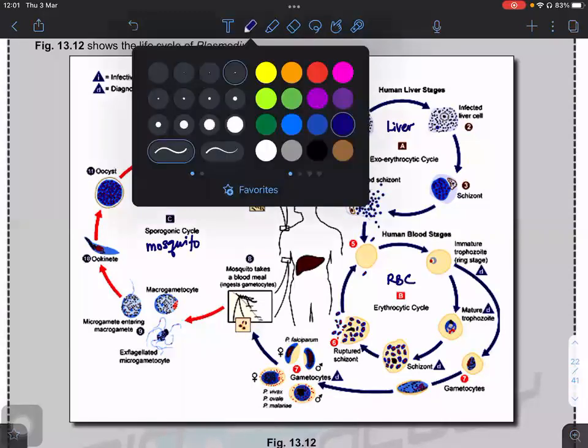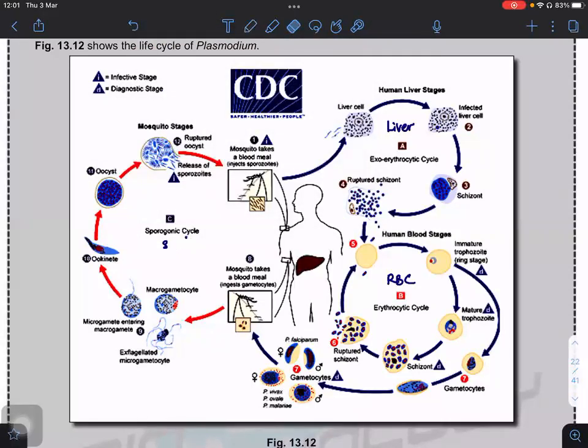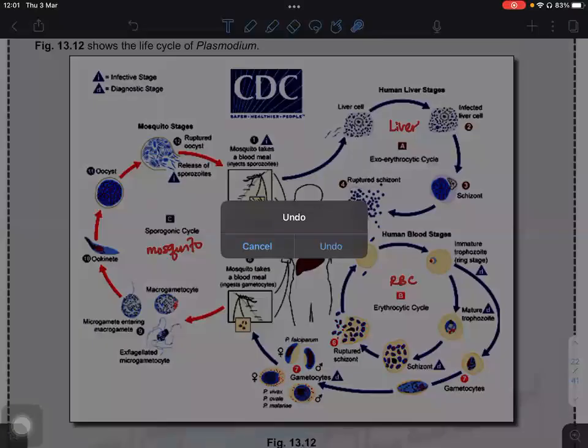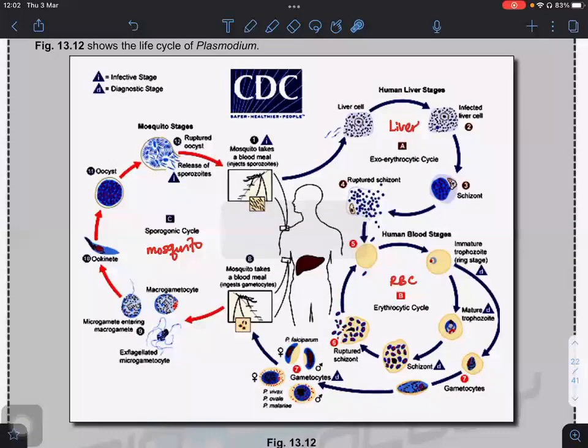I use a different color. First one in the mosquito, just need to understand this. Second one in the liver. Third one in the red blood cell. So what actually happens? I will discuss it in detail later, but here I will give you a more summarized version.